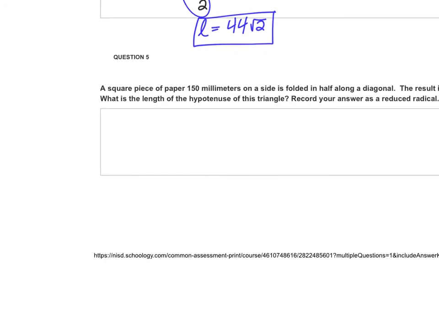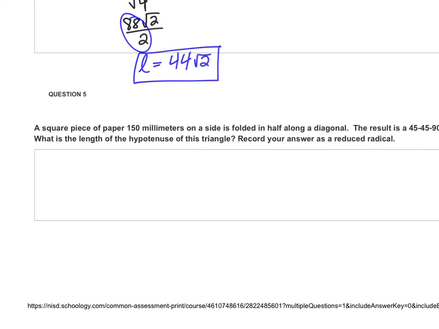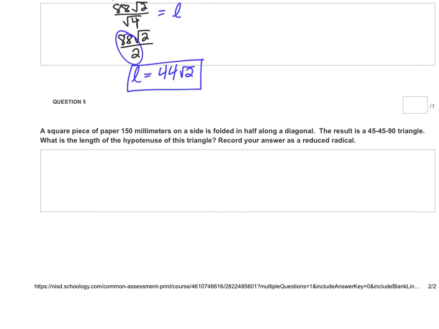And last but not least, question 5. A square piece of paper 150 millimeters on a side is folded in half along a diagonal. The result is a 45, 45, 90 triangle. What is the length of the hypotenuse of this triangle?